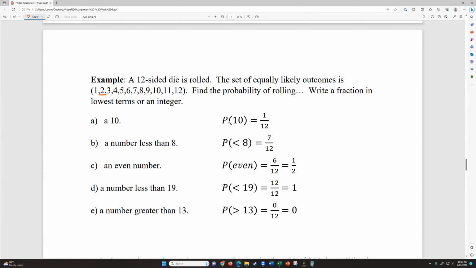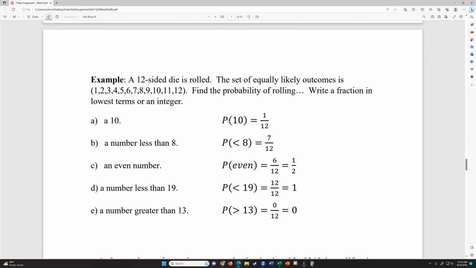The next one says, what about if your number is even? So there's a 2, 4, 6, 8, 10, and 12. There are 6 even numbers in the list out of 12 total numbers. Notice this one I did need to reduce because 6 and 12 are both divisible by 6. The next one says a number less than 19.